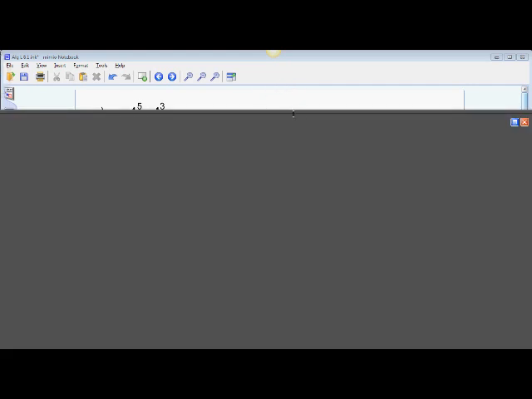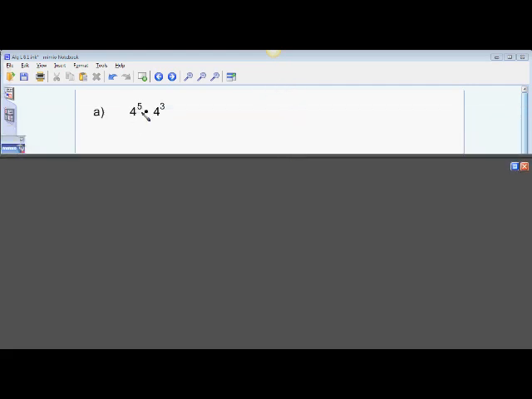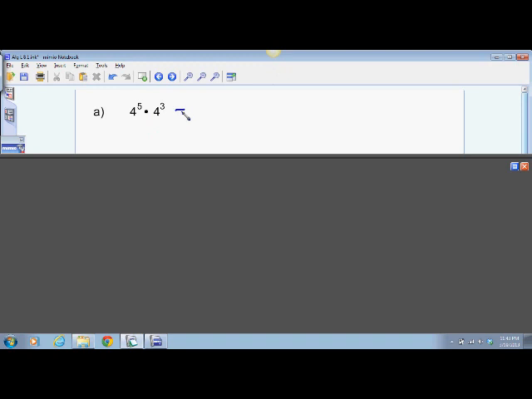Now, they're the same base being multiplied, so what we can do is just add their exponents. That's like saying 4 to the eighth. Again, if you had 5 fours and you had 3 fours, that's a total of 8 fours. Okay, same base being multiplied, add their exponents.